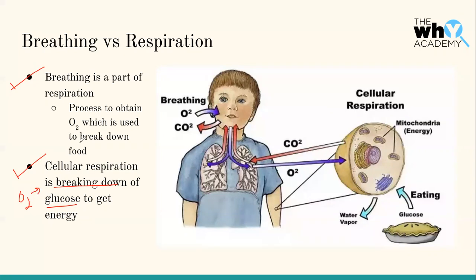Right? The same thing has been given in the figure here. The gaseous exchange which happens is breathing, and then that gas finally reaches every cell, where respiration is happening in the mitochondria. Mitochondria is the powerhouse of the cell. It performs cellular respiration. It breaks down your food and gives you energy in the form of ATP.